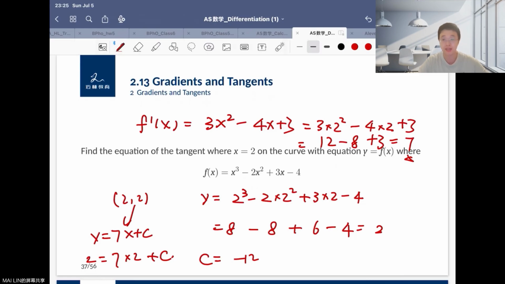So that's for today's lesson. Hoping you can all understand about gradient and tangent. It's a very important part in our A-levels.